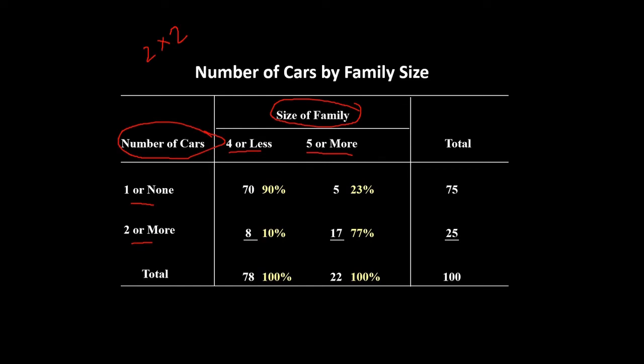One thing we always want to see is this: you can see that the large families have 77% owning 2 or more cars. That's very interesting, right? Compared to this 10% here. Similarly, smaller families have 1 or no car, compared to 23%. So this is an interesting pattern. One thing we want to do here is ask: does multiple car ownership depend on family size?